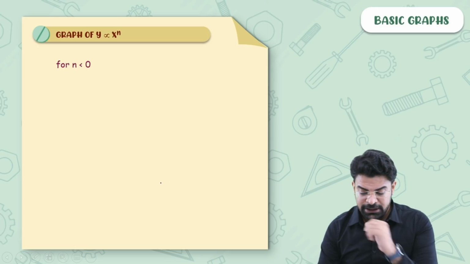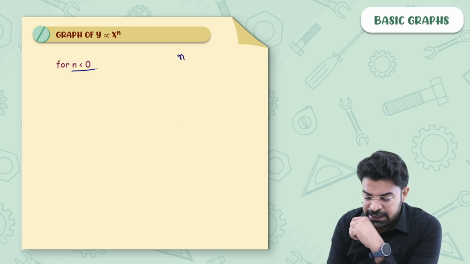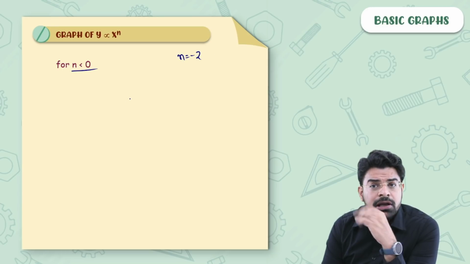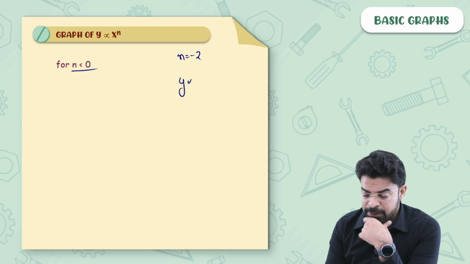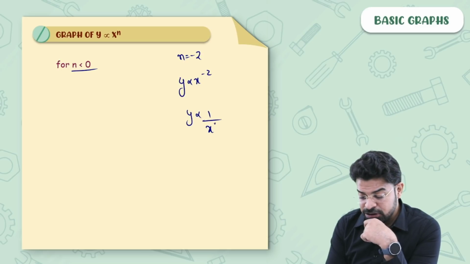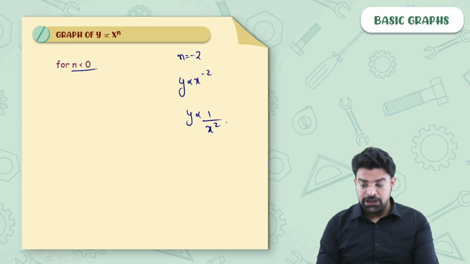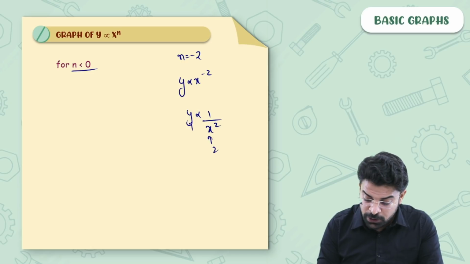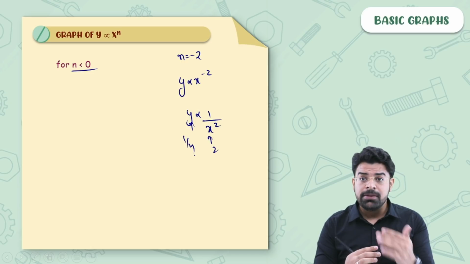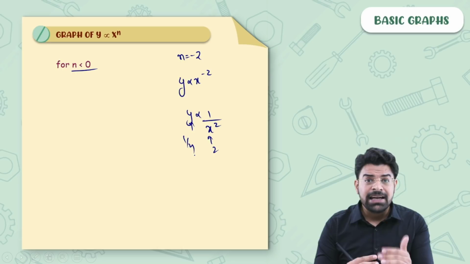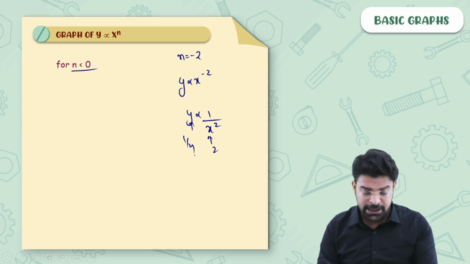Let's think of another case. For n less than 0, let's say n is minus 2. If n is minus 2, then we will say y proportional to x raised to the power of minus 2. So y proportional to 1 by x square. So now when x becomes double, y becomes 1/4. x becomes triple, y becomes 1/9. x becomes 10 times, y becomes 1 by 100 times.